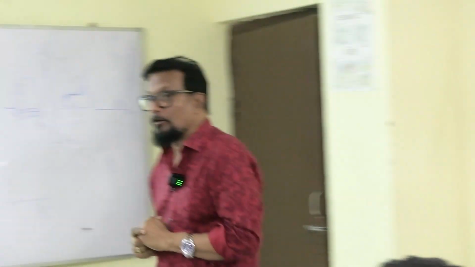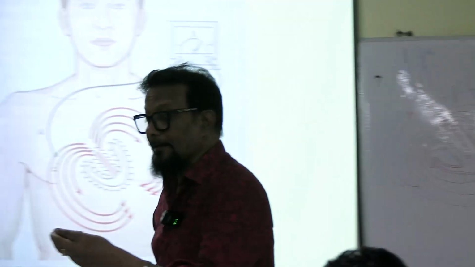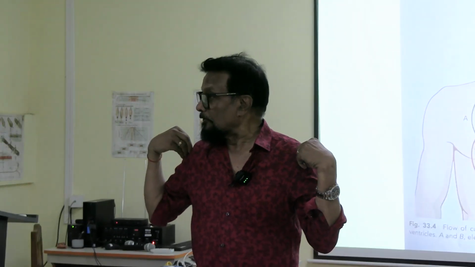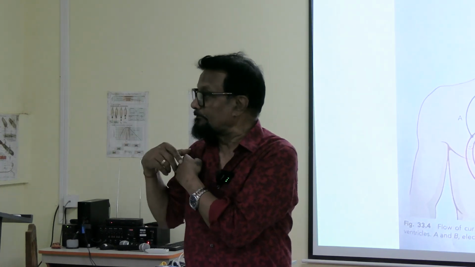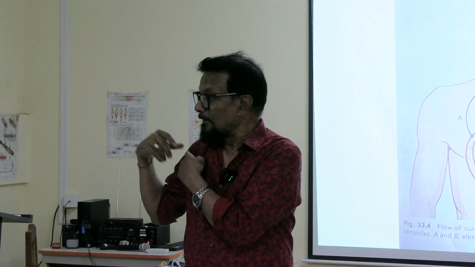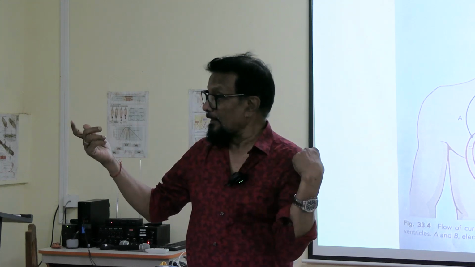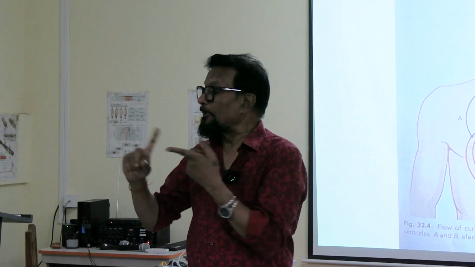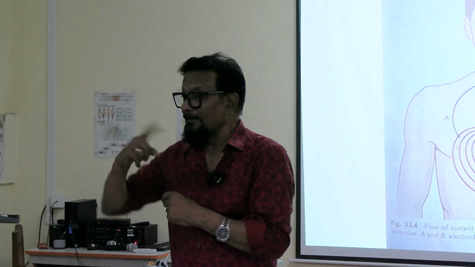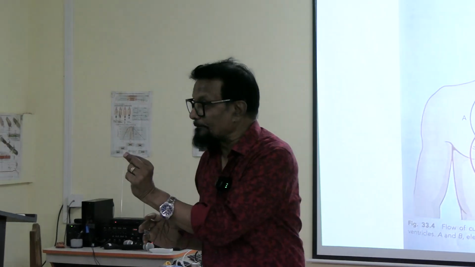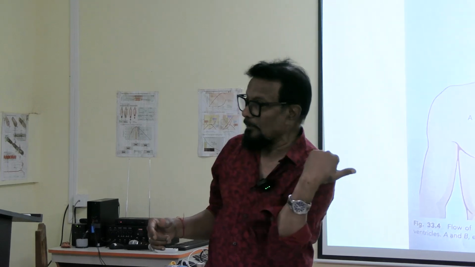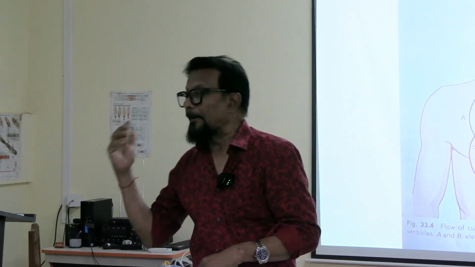One thing you always remember: when the flow of current is towards the positive pole, suppose you have placed one electrode here and it is the positive pole, and current is moving from this side to this side, then it will give a positive wave. If it is going opposite to the positive pole, it will produce a negative deflection. Always remember this. Towards the positive pole, positive wave. Towards the negative pole, the opposite, it will be a negative wave.